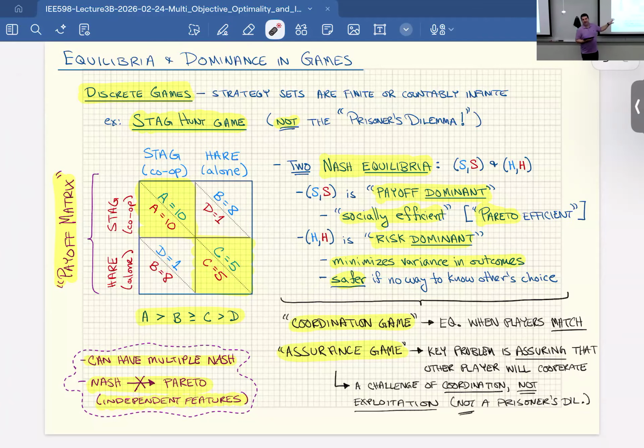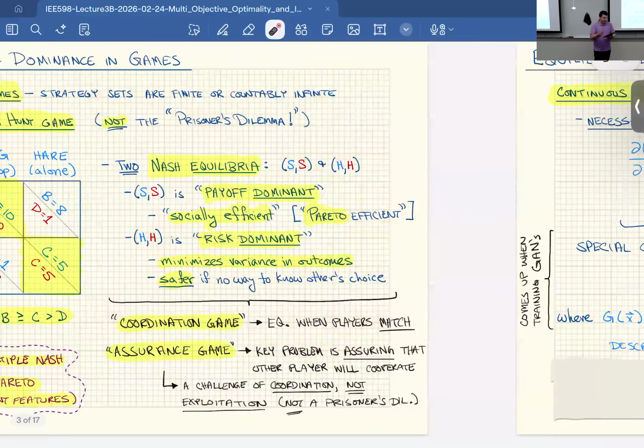All right, so that's our Stag Hunt game for our discrete example of a Nash. Any questions about that? So we just look at this payoff, and we can hopefully predict what the Nashes are by going through all the combinations.